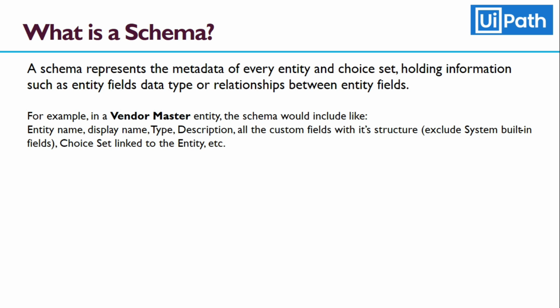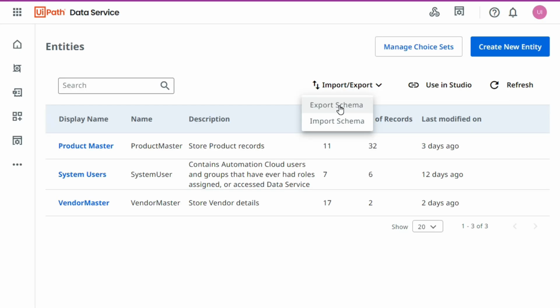Now let's understand what importing and exporting a schema means in UiPath Data Service. You can see we have export schema. Exporting allows you to take the schema of an entity and save it as a JSON file. You can later import this schema into another environment or share it with team members so that they can replicate the same entity schema, same structure. When you export a schema, it is like exporting the structure of an entity.